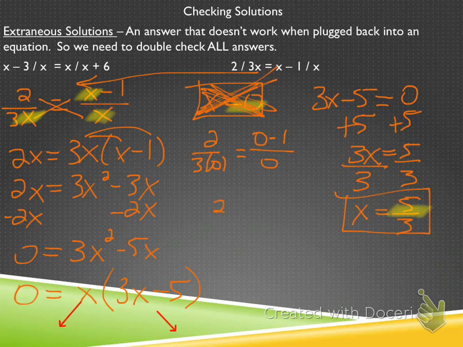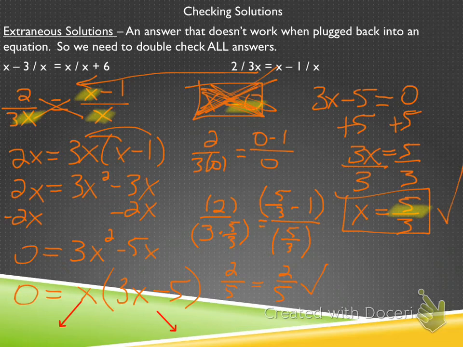So I'll go 2 over 3 times 5/3. And again, I have to put all these in parentheses when I plug it in my calculator, unless I have to do it step by step. 5/3 minus 1 in parentheses divided by 5/3 in parentheses. When I do that, I get 2/5 is equal to 2/5. That checks out, and so 5/3 works.